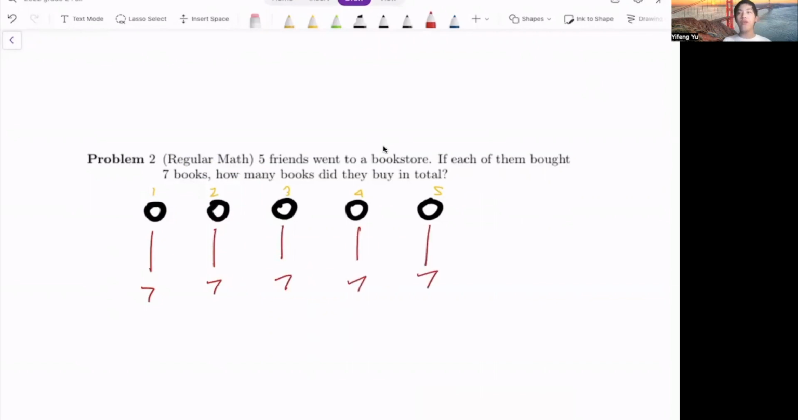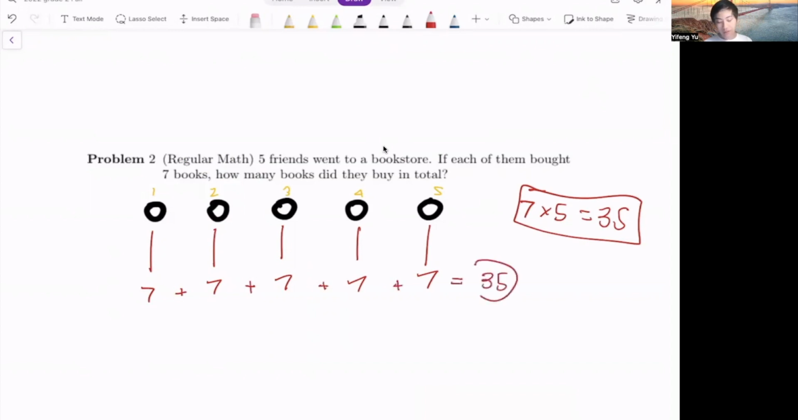And if you know from your multiplication tables, you should know that 7 times 5 is 35. But if you didn't, we can also add all these together. So 7 plus 7 plus 7 plus 7 plus 7, added together 5 times, still gives us 35. So the answer to problem 2 is 35.